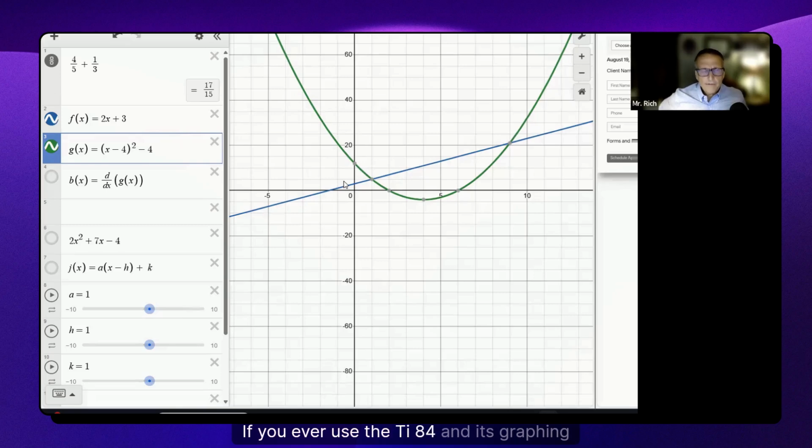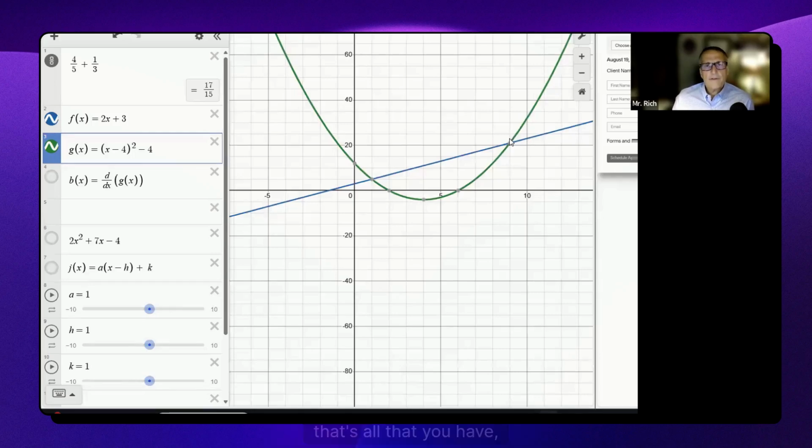If you ever use the TI-84 and its graphing features, you can really appreciate how easy it is to find these intersection points. On the TI-84, graphing can be a real challenge, but of course, if that's all that you have during a test, that's all that you have, and you want to know how to use the TI-84. But as you're trying to learn math concepts and connect graphs to functions, Desmos, you can't beat it.